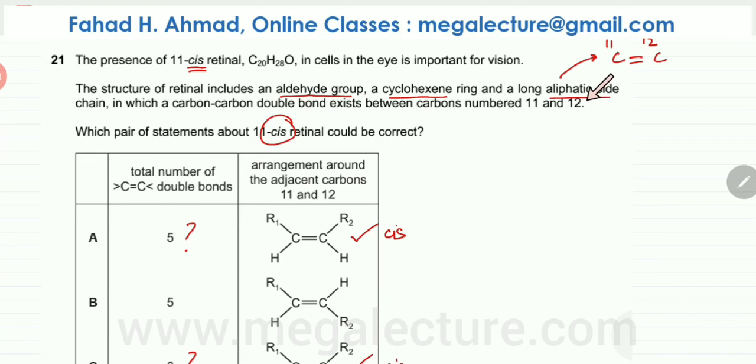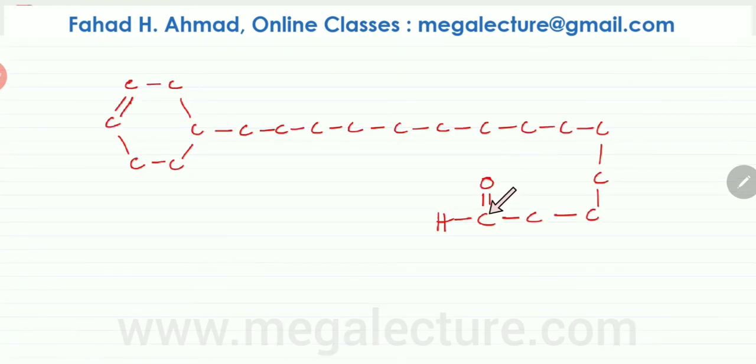So let's find out where carbon 11 and 12 are. If you look at this molecule, if it's an aldehyde, you start counting from the aldehyde. That's one of the highest precedence groups. So that's 1, 2, 3, 4, 5, 6, 7, 8, 9, 10, 11 and 12. These 2 carbon atoms, 11 and 12, have a double bond in between. So that information is also provided.